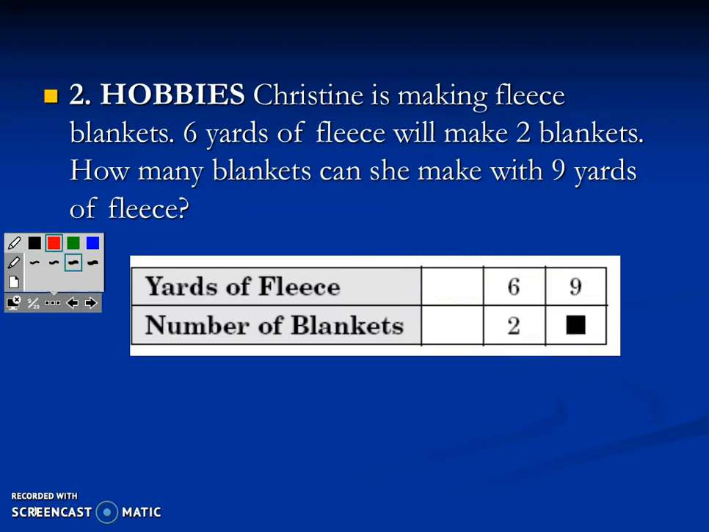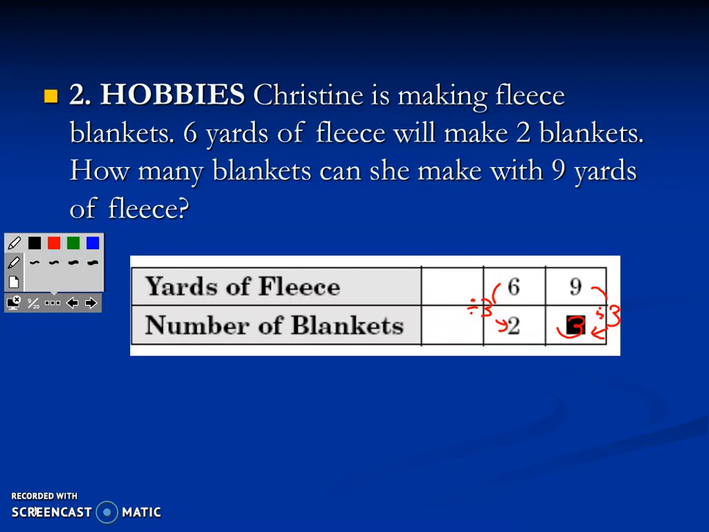So I see that 6 and 2 are compatible numbers. So let's see. 6 divided by what gives me 2? Well, 3. 6 divided by 3 gives me 2. So whatever I do on the left, let's try to see if it works on the right. 9 divided by 3 gives me 3. So there are many ways to do this problem.